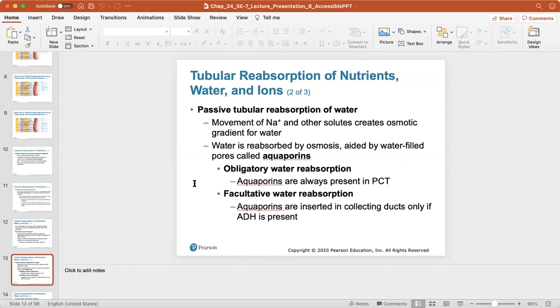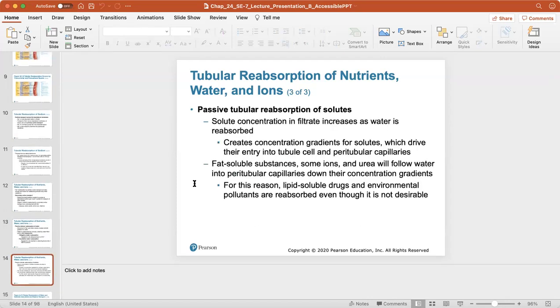The passive reabsorption of water: movement of sodium and other solutes creates what we call an osmotic gradient. So then water will be reabsorbed by osmosis. If you remember, water always travels to an area of higher solute concentration. So if we're reabsorbing sodium and all the other solutes back into the bloodstream, water will naturally follow. It's aided by water-filled aquaporins. They're always present in the proximal convoluted tubule, and they can be inserted in the collecting ducts if antidiuretic hormone is present as well. So here's your passive tubular reabsorption of solutes.